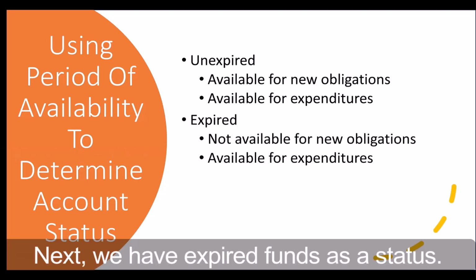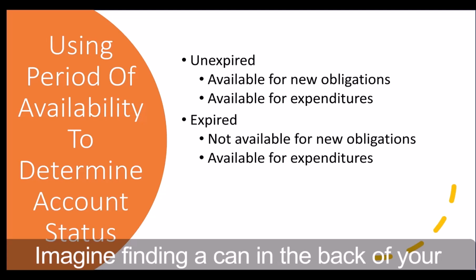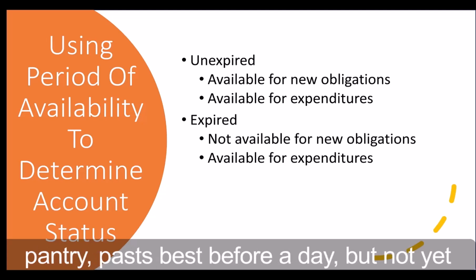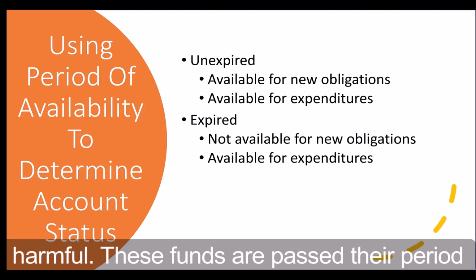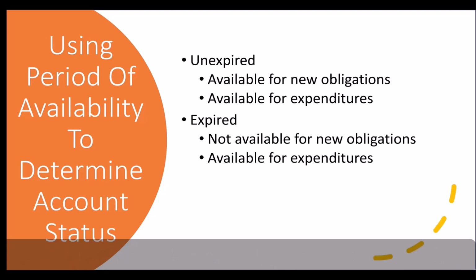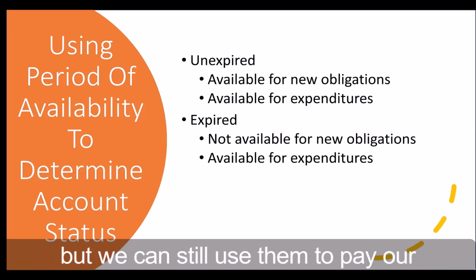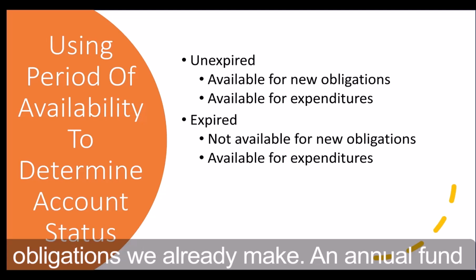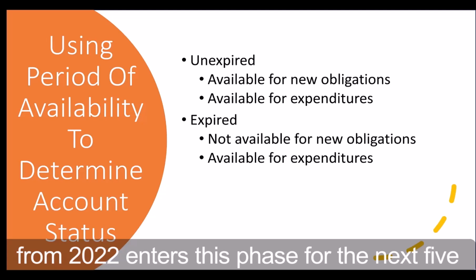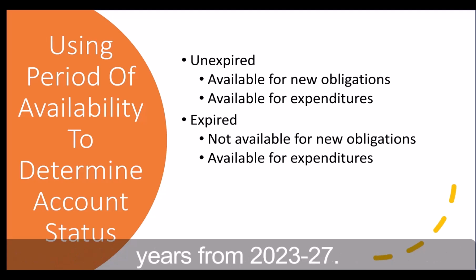Next, we have expired funds as a status. Imagine finding a can in the back of your pantry, past its best before date, but not yet harmful. These funds are past their period of availability. We cannot initiate new projects with them, but we can still use them to pay off obligations we've already made. An annual fund from 2022 enters this phase for the next 5 years, from 2023 to 2027.